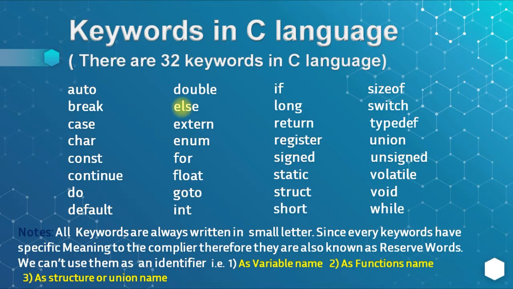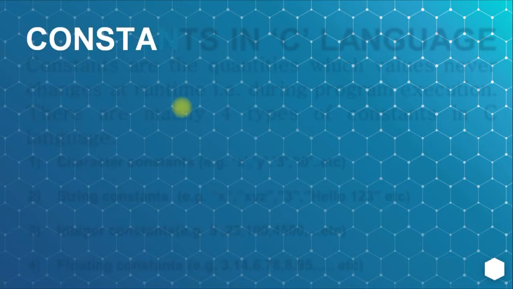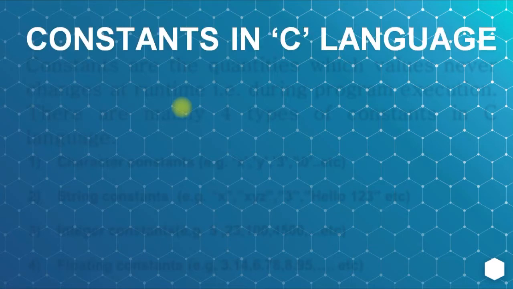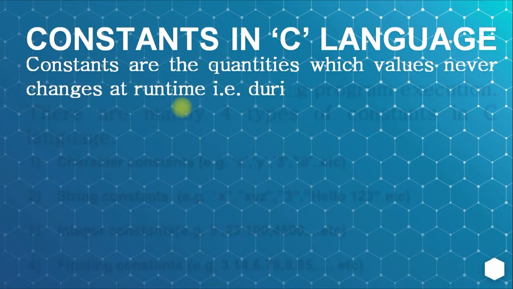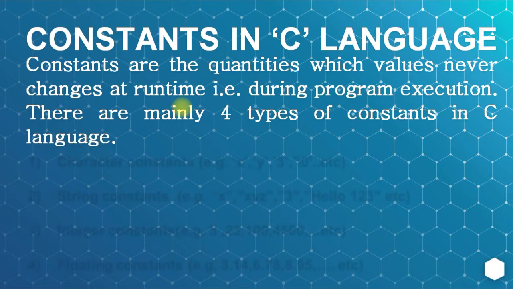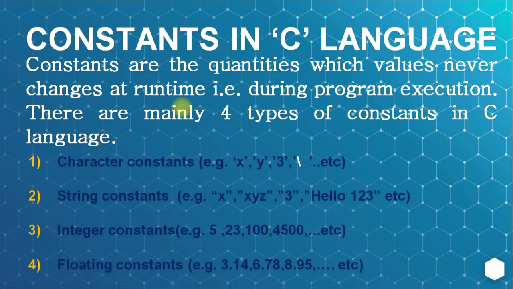Next term is constants. So what are constants? Constants are the quantities whose value never changes at runtime, that is, during program execution. Means they always remain the same when we run our programs. There are mainly 4 types of constants in C language. They are character constants, string constants, integer constants, and floating constants.